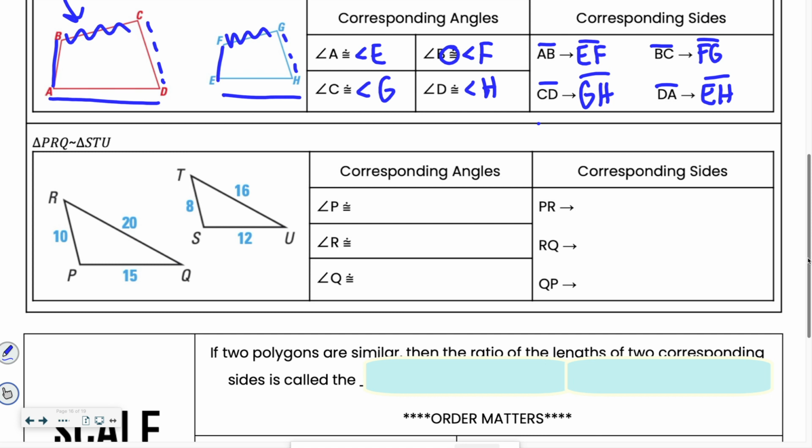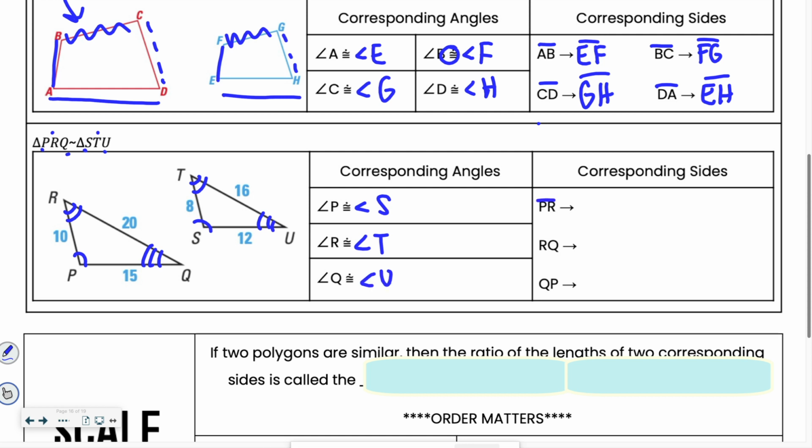You guys try this one with our triangle. It says triangle PRQ is similar to triangle STU. I hope you pause the video, try it out, and see if you can match on your own. But I'm going to start. So I'm looking here, angle P matches angle S. Angle R, my second letter, matches angle T, my second letter. Angle Q, our last letter, matches angle U, our last letter.